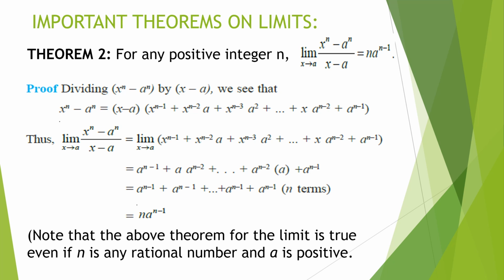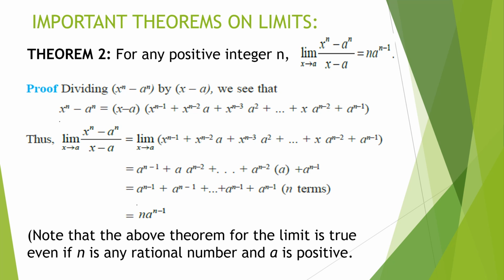Similarly, up to the last term, a raised to n minus 1. So the first term is a raised to n minus 1. The second term will also become a raised to n minus 1. Similarly, all the terms will be a raised to n minus 1. There are n such terms. So this is equal to n into a raised to n minus 1. So we have proved limit x tends to a, x raised to n minus a raised to n upon x minus a is equal to n into a raised to n minus 1.